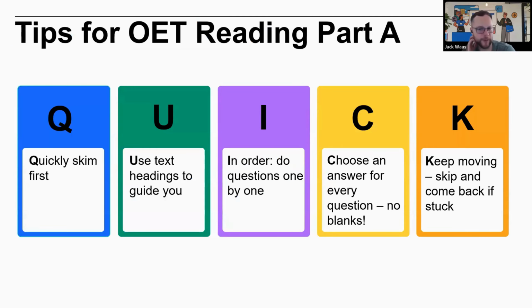Here's an easy way to remember some tips based on what we did for reading part A. Quickly skim first, and use text headings to guide you. In order, do questions one by one. Choose an answer for every question, no blanks, and keep moving. Skip and come back if stuck on a specific question.